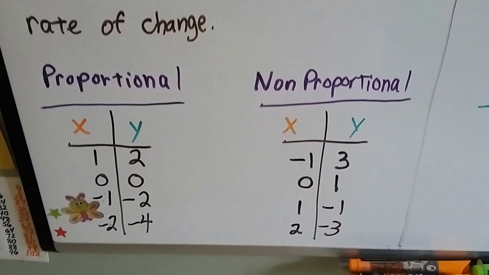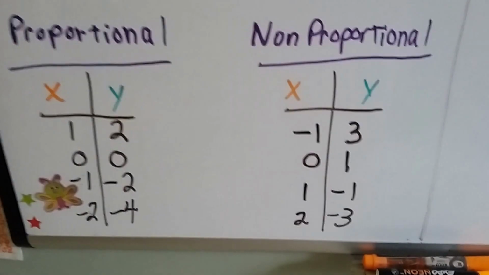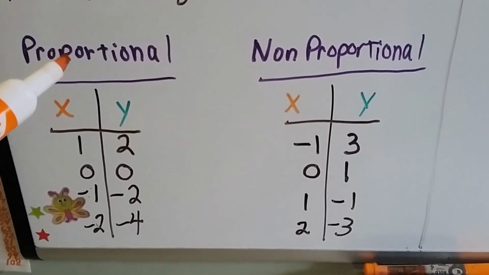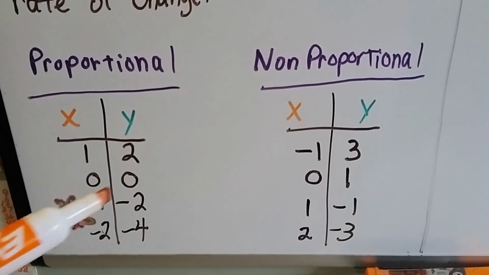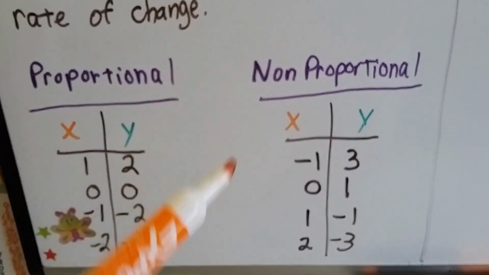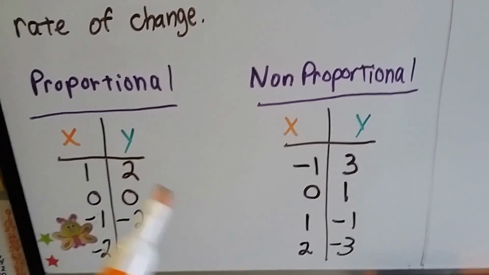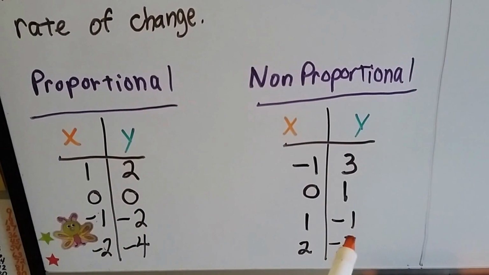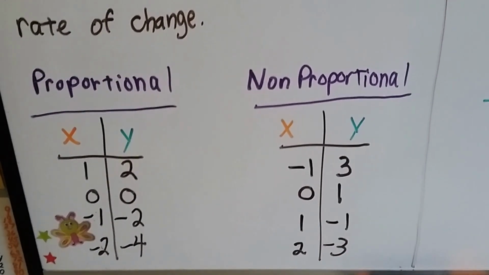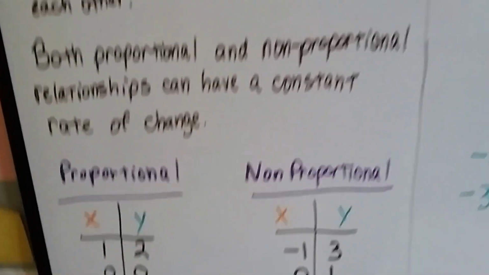We can look at two tables and tell if they're proportional or non-proportional. Proportional goes through (0, 0), the origin. Look at that, here it is, right here. And the non-proportionals don't. Look, it says (0, 1). That's not a (0, 0). So you can just look at the table and tell if it's going to be proportional or non-proportional. See that? Just by the (0, 0) there.